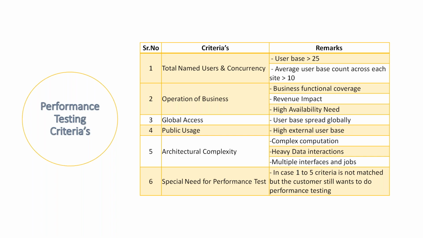Then operations of business: business functional coverage, revenue impact, high availability need. We are saying that if it's a critical application, again this is reciprocated in terms of business critical application. If it goes down or has any performance issue, think of it from an e-commerce platform. There are so many e-commerce platforms, right? We have Amazon, we have Flipkart.